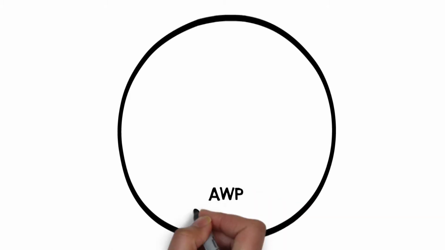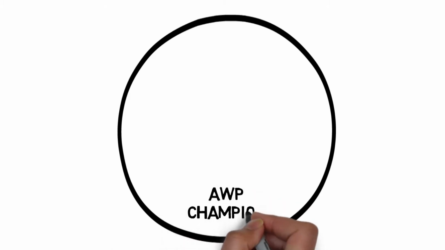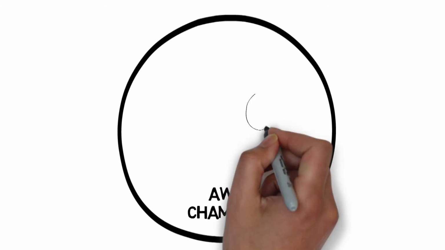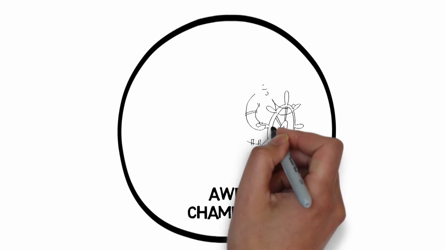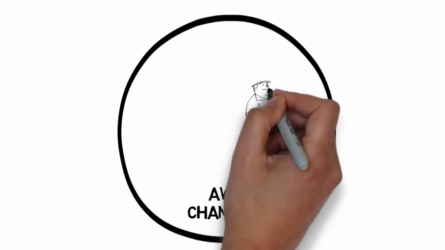It starts with the assignment of an AWP champion, just like we do in safety or quality. We appoint somebody to steer the ship and be responsible for the application of the processes that will ultimately produce constraint-free installation work packages.